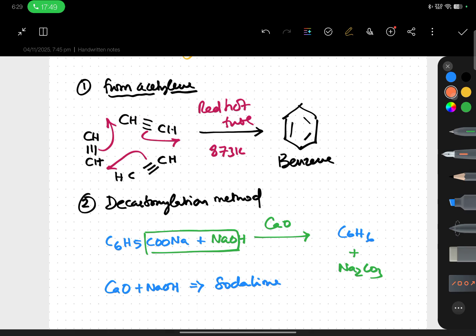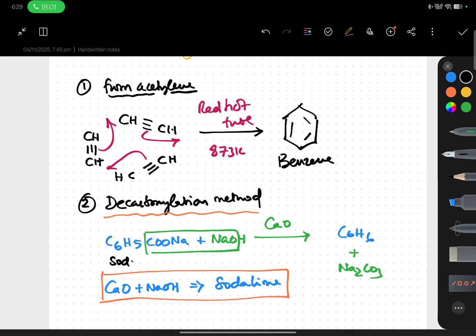This combination of CaO plus NaOH is called soda lime. Please make a note. This combination of sodium hydroxide and calcium oxide is called soda lime. This is sodium benzoate. This is benzene. Copied?